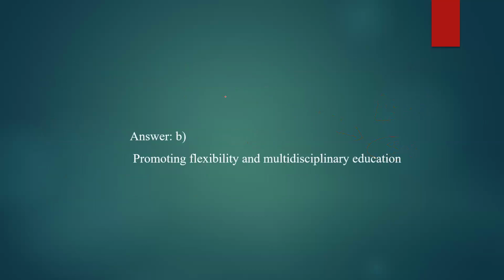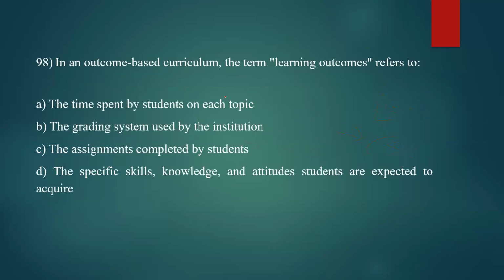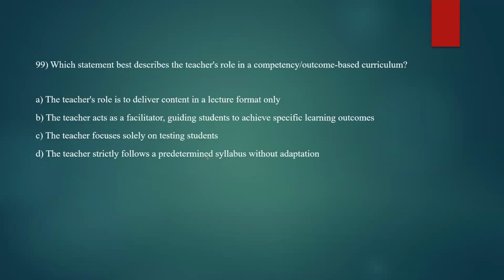Okay. Next one, 98. Outcome-based curriculum: specific skills, knowledge and attitude. Yeah, of course. Outcome-based curriculum is a very new concept. That means a specific skill, knowledge and attitude of the students. 99. Last two.